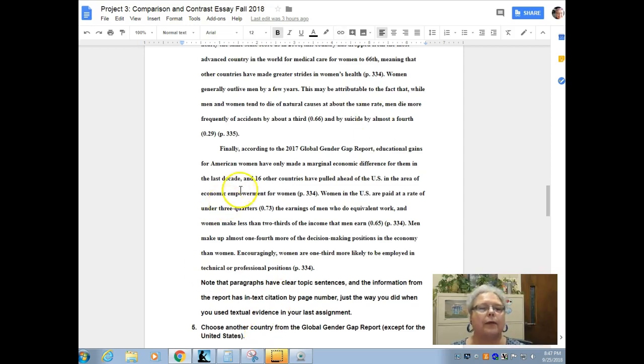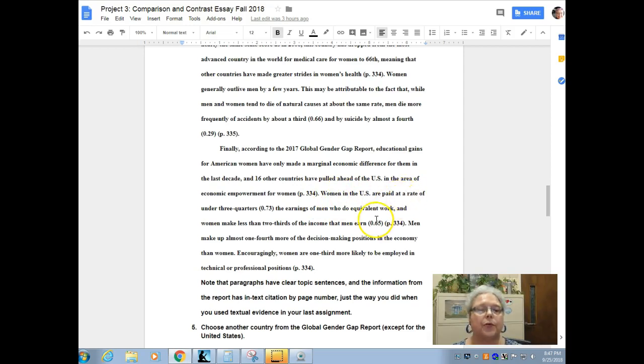All right, and then here's the third one. Finally, according to the 2017 Global Gender Gap Report, educational gains for American women have only made a marginal economic difference for them in the last decade, and 16 other countries have pulled ahead of the United States in the area of economic empowerment for women. Now, this is my own words, but I got this information and was able to explain it in my own words by looking at data on page 334.